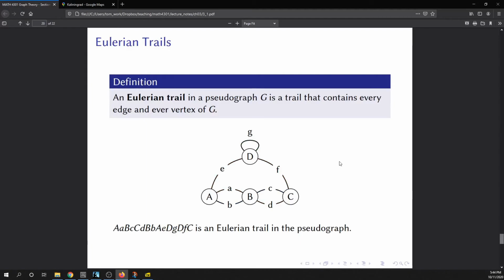The next thing we need to talk about is an Eulerian trail. So an Eulerian trail in a pseudograph G is a trail that contains every edge and every vertex of G. Okay, so it has to go through every edge and every vertex. All right, and I have an example here. Let's take a look at it.